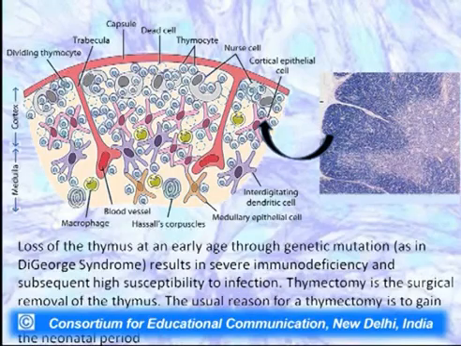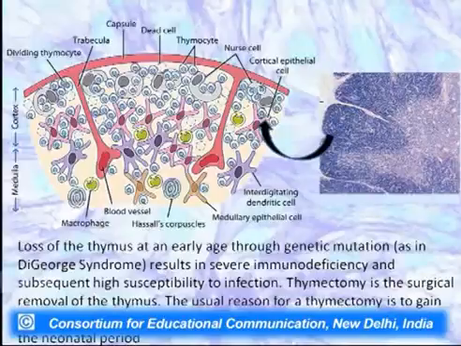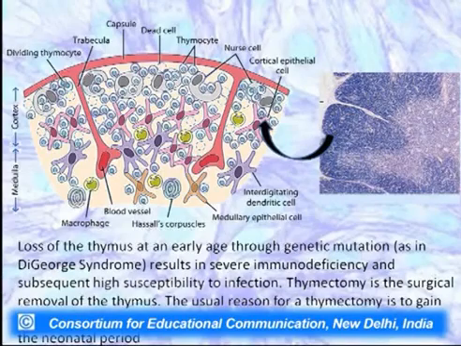Now, how important is the thymus? This can be understood if we have a thymectomy done. A thymectomy done in a neonate would lead to a deficiency of cell mediated immunity in this child. Now, he will have recurrent antigenic attacks. This is further validated by the loss of the thymus at an early stage through genetic mutation, for example, in DiGeorge syndrome, which results in severe immunodeficiency and high susceptibility of an individual to infection.